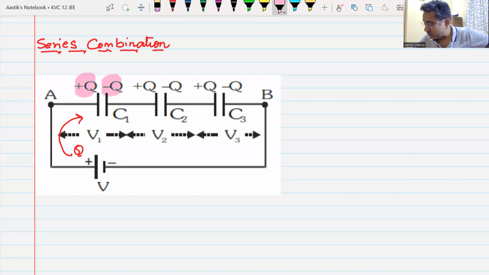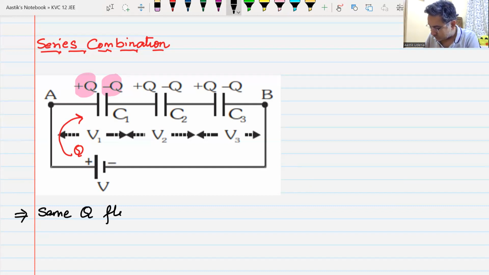And the same sequence carries over because the same charge is flowing through all the capacitors. So when the same charge flows through all the capacitors, and that is the best way of understanding it, then the capacitors are said to be in series. So the first thing that you must remember about a series combination is: same charge flows through each capacitor. If the same charge flows through each capacitor, then we say capacitors are in series.